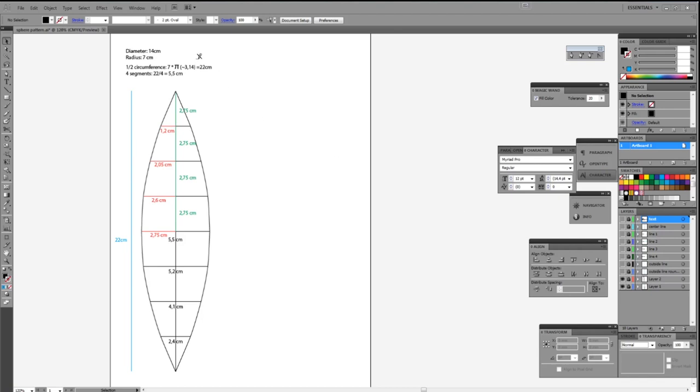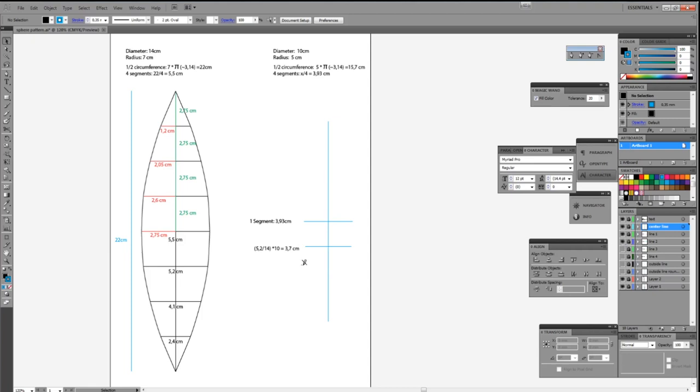And that's it. So let's say I want a dome with 10 centimeters diameter. So here we go. We have 10 centimeters in diameter, which gives us a radius of 5 centimeters. Half the circumference is 5 times pi, which is 15.7 centimeters, and 4 segments is 3.93 centimeters per segment. So first we take our center line, and then next up we draw our center line vertically, and you see one segment is 3.93 centimeters, and then I separate those into separate pieces.